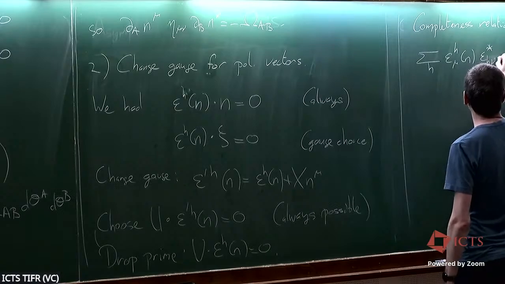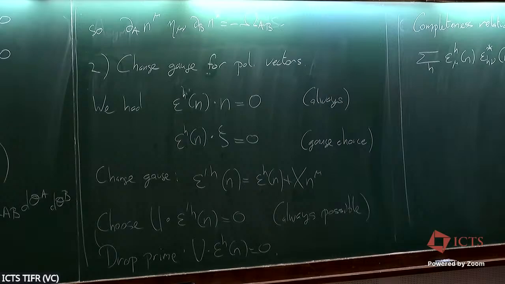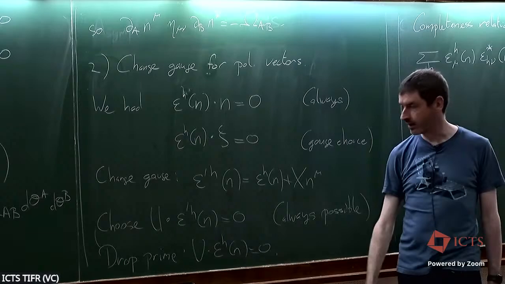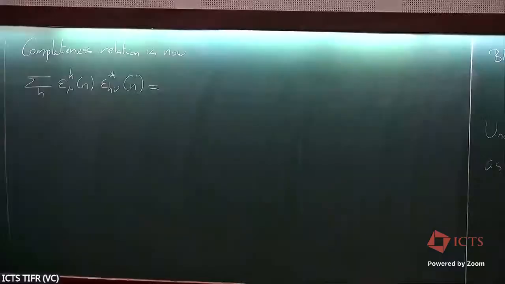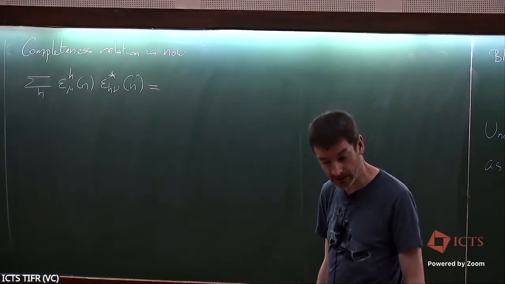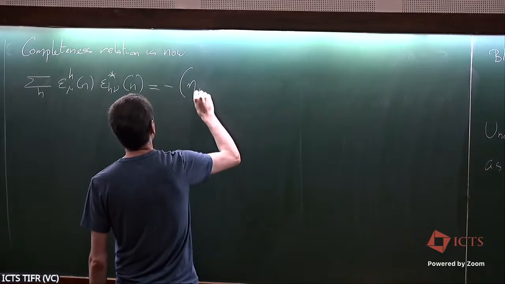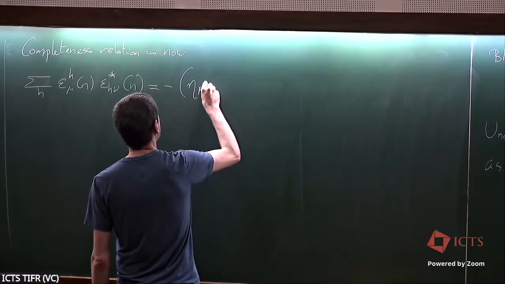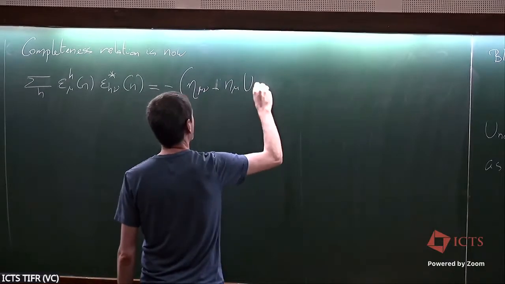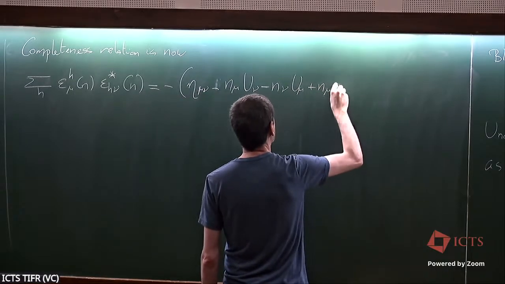Because we've changed the gauge, the completeness relation changes. The major difference between this gauge choice and the previous one was that zeta squared was 0, but in this gauge choice, u squared is 1. Because of that difference, the completeness relation takes a slightly different form. The completeness relation is e^{mu nu} minus u^mu u^nu plus n^mu n^nu.